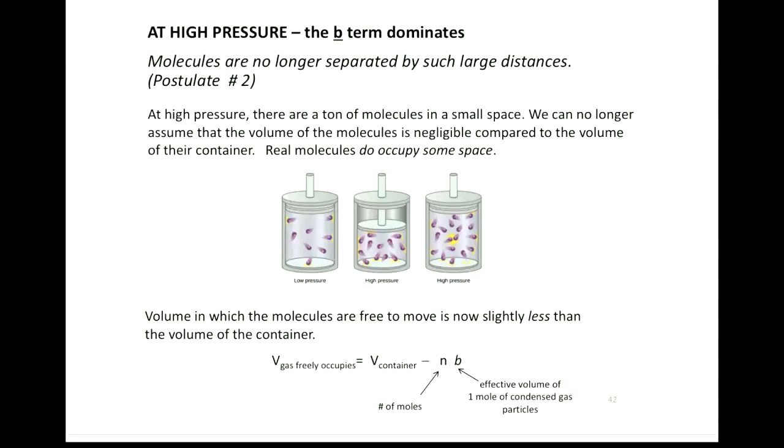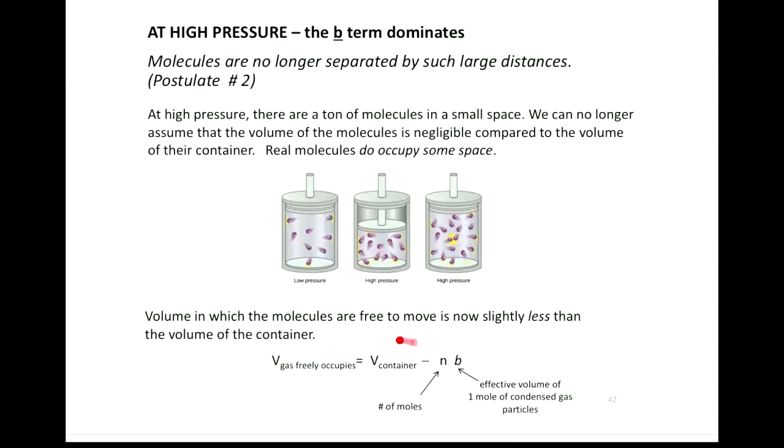If you put a bunch of gas particles in a small space, there's tons of particles, they start to actually take up space in the container itself. So we can no longer assume that the volume that the gas particles freely occupy is the actual volume of the container, because you've shoved so many particles in that small space, the particles themselves start to take up some of the free space in the container. So that's what this minus nB term is. We're subtracting the amount of space that the particles actually occupy.